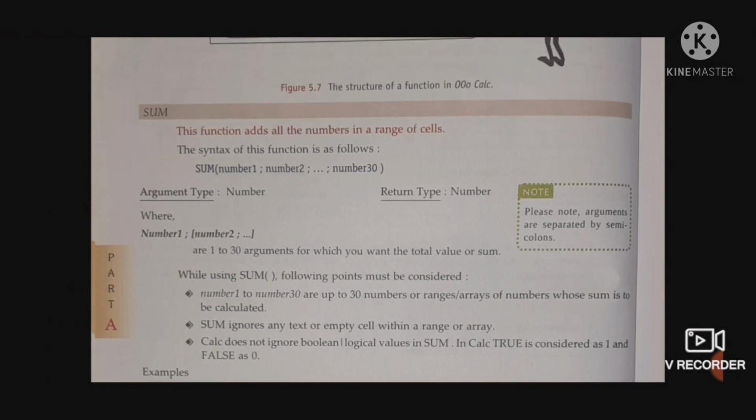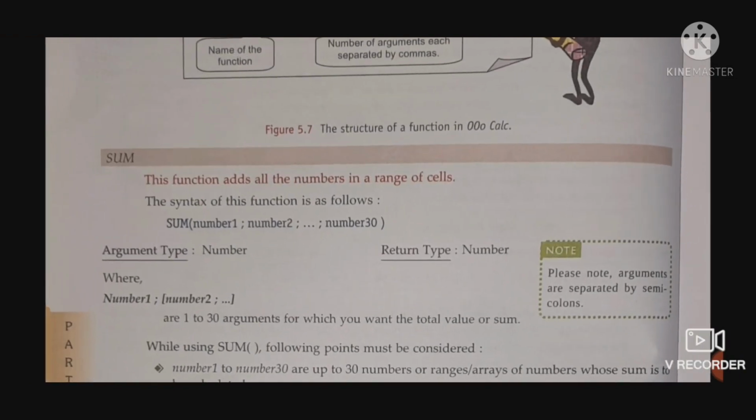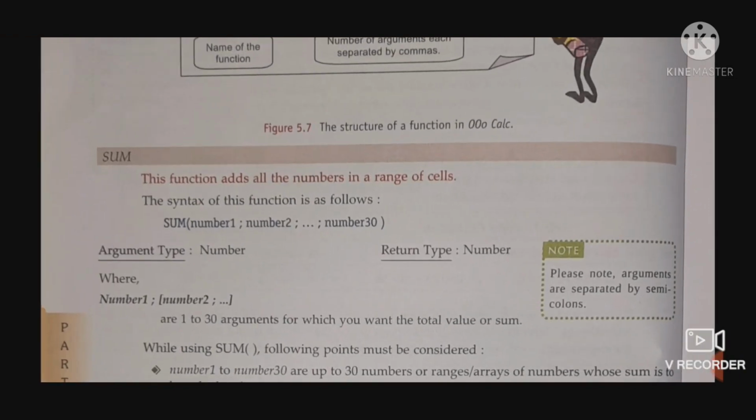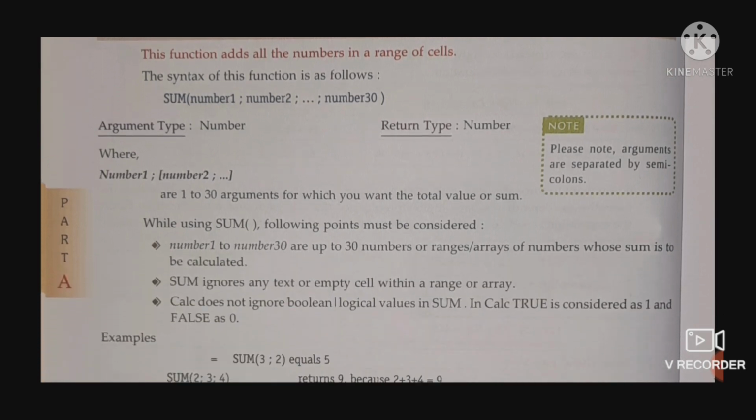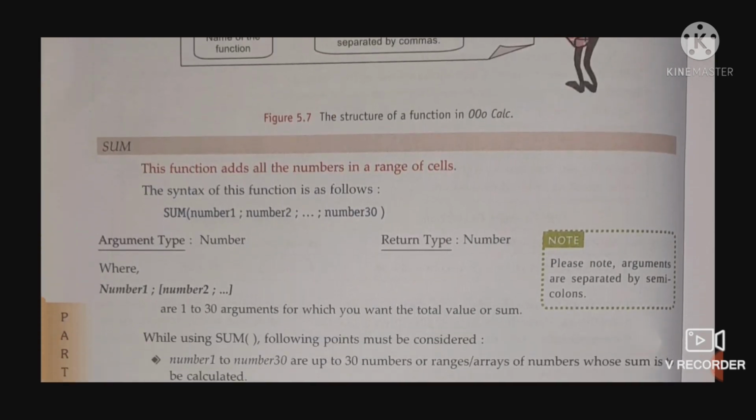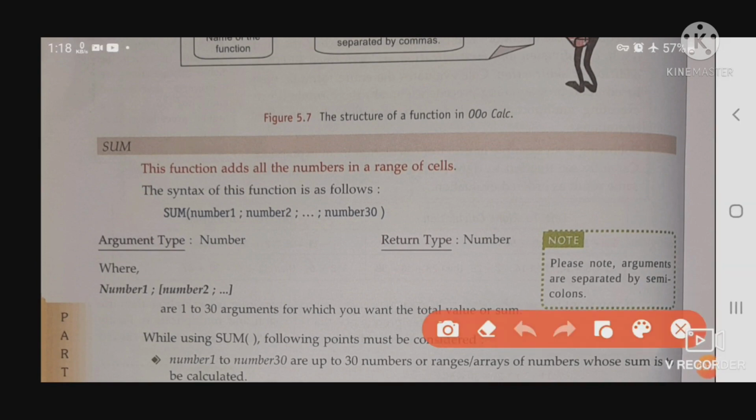Now children, we will study the functions which are used in computers. First, as I gave an example earlier also, the sum function. The sum function will add. Its argument type is number and return type is also number. It means we will give it arguments. What are the arguments? This is the sum function.